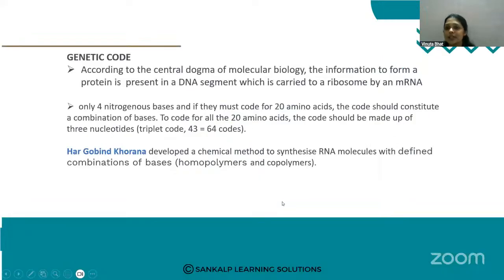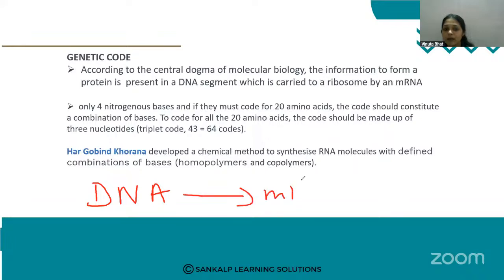Then genetic code. So what is this genetic code? According to the central dogma of molecular biology, the information that is present on the DNA is converted into RNA, mRNA, and the mRNA is converted into protein. So that process is translation.